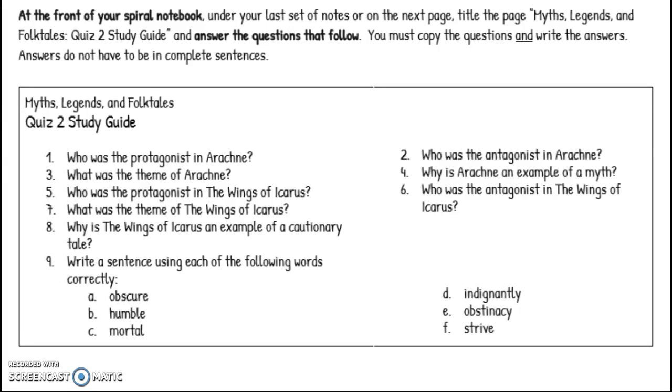9. Write a sentence using each of the following words correctly. Those words are A, obscure, B, humble, C, mortal, D, indignantly, E, obstinacy, and F, strive.